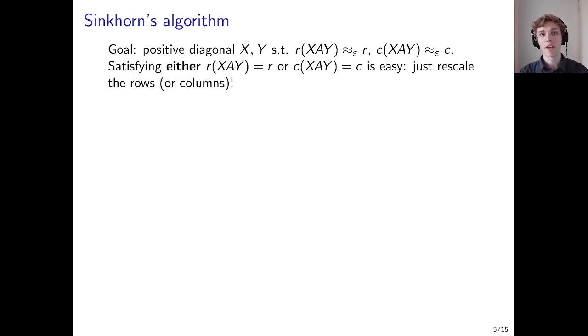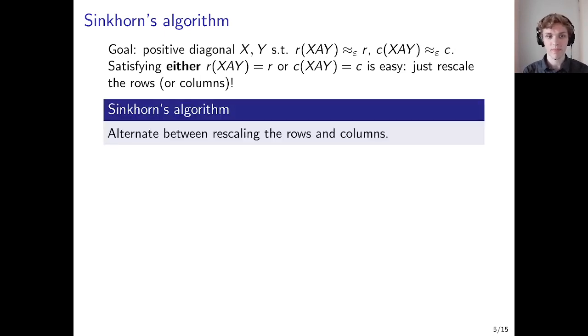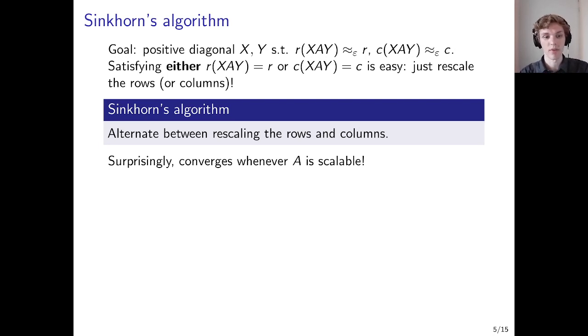In other words, satisfying either of these constraints exactly is actually easy, because I can literally just pick the x that I need to get my row sums to be correct, or the y that I need to get my column sums to be correct. But of course, satisfying either of these may disturb the other constraint again. Now Sinkhorn's algorithm just alternates between these two. So it literally alternates between rescaling the rows and columns. Now the surprising thing is that it actually converges whenever A is scalable, and more about that later. We'll first look at an example now.